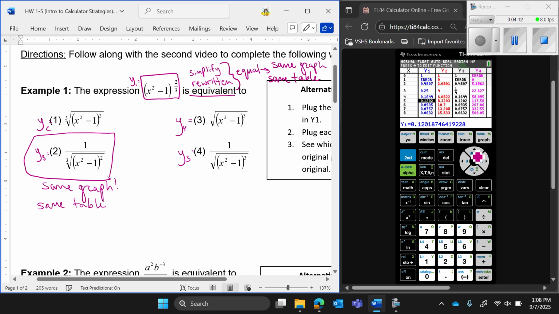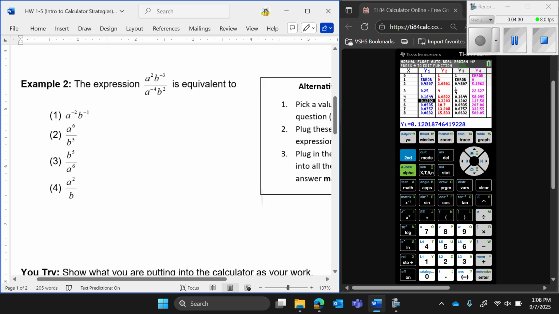So sometimes looking at the graph is a bit harder, and looking at the table, seeing the numbers there, is much easier. You get to choose which one you want to do. Also notice how I'm writing, same graph, same table, I'm writing what Y1, Y2, Y3, Y4, Y5 is. That is your work on your homework.